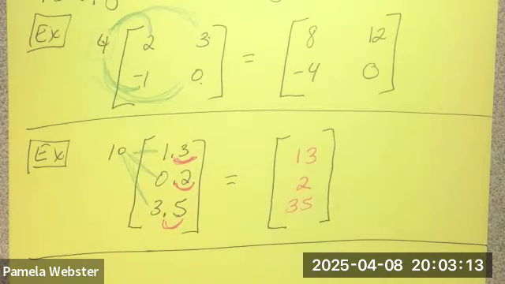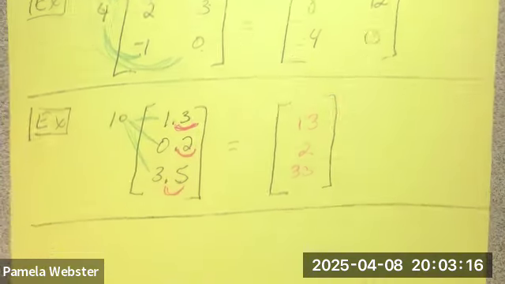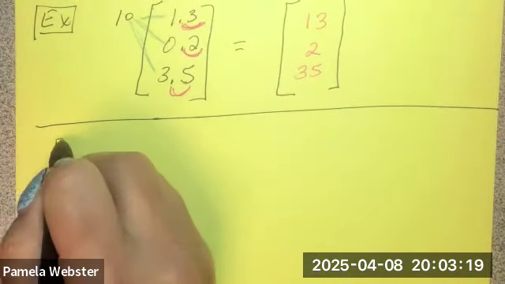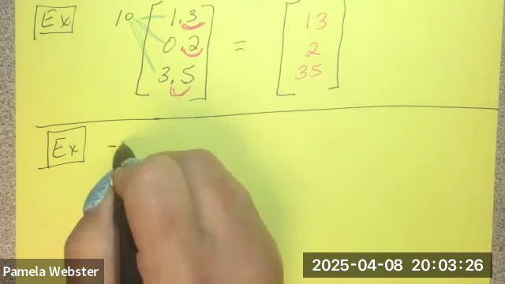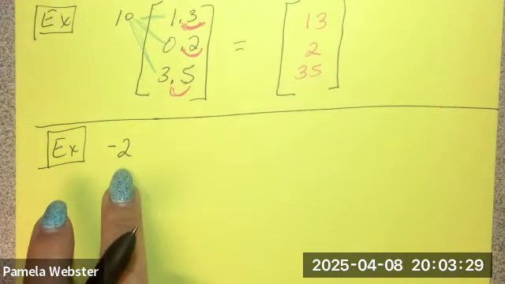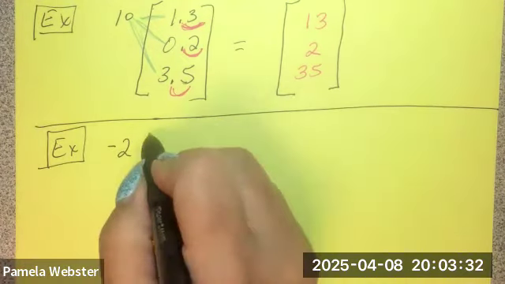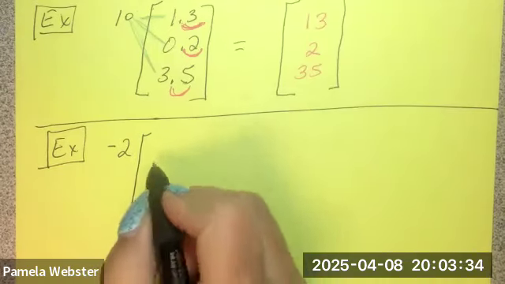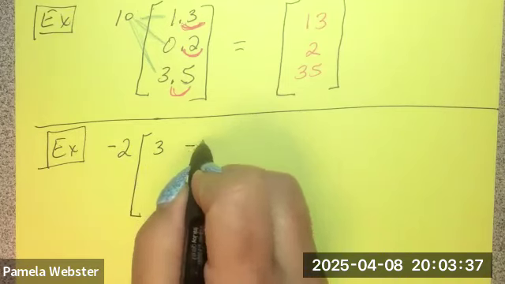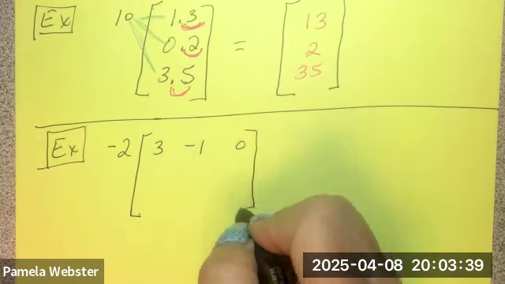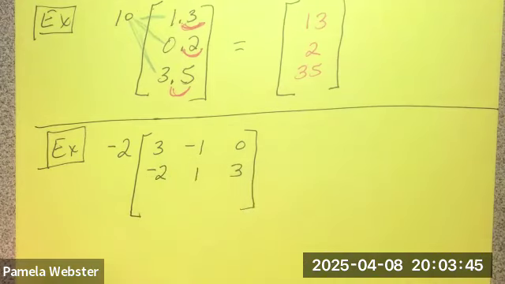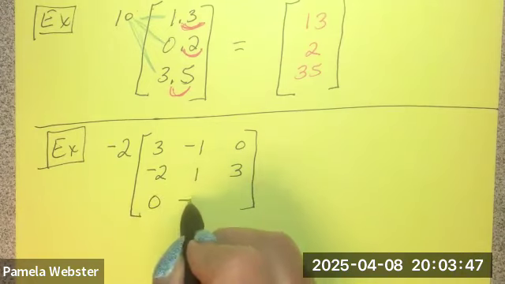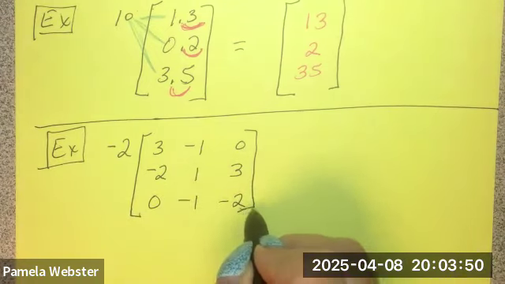I'm going to give you one to do on your own. I would recommend that you pause the video so you can actually work on it. I'm going to pause the video so I can work on it, and then we'll come back and push play, and we'll compare our answers. So be careful, because I'm multiplying by a -2 outside of the matrix. And my matrix is going to be a 3 by 3. So it's 3, -1, and 0 on my top row. It's -2, 1, and 3 on the middle row. And it's 0, -1, and -2 on that bottom row.